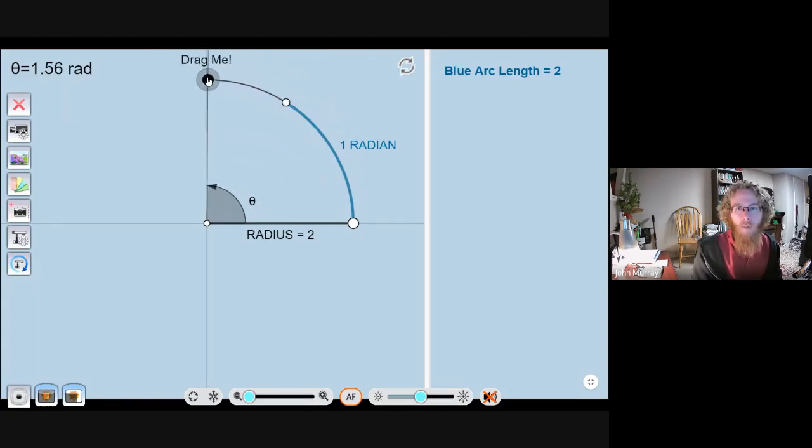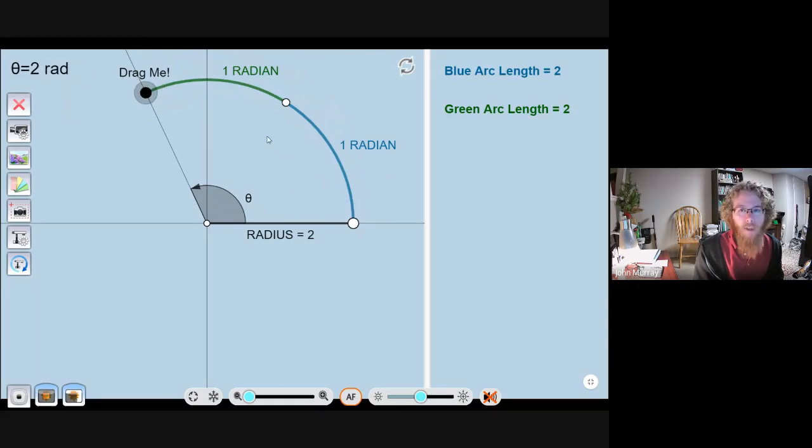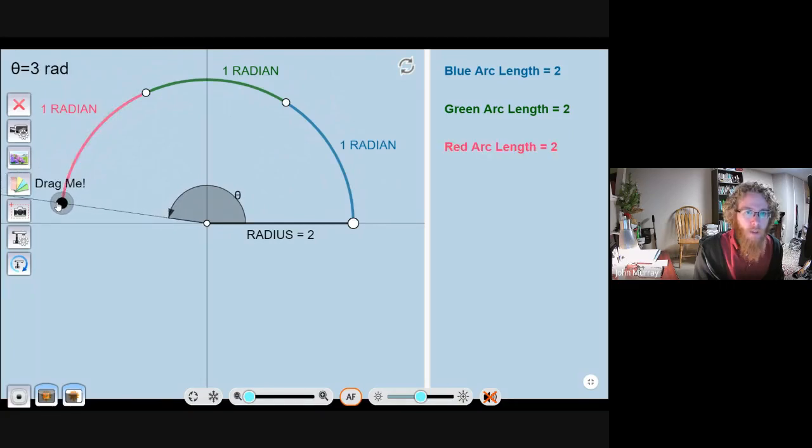As we move up, there we have 90 degrees, which I'll be talking about a little bit later. Notice that 90 degrees is about 1.5 radians. And here I have 2 radians now. This blue measurement is 1 radius length, and now this green measurement is another one. Then I keep going, and I get 3 radians.